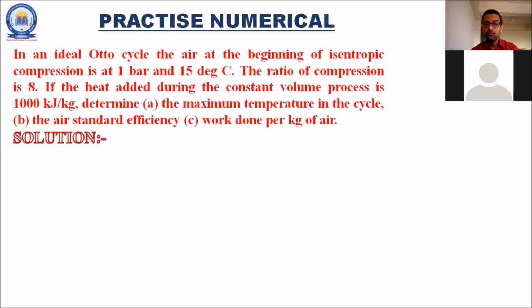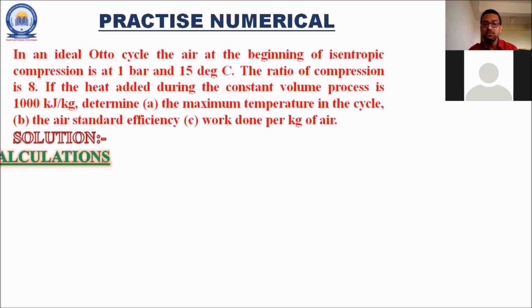In the next step, in this numerical we need to calculate the maximum temperature in the cycle. If we understand the TS diagram, the maximum temperature in the cycle is achieved at point 3. So we need to find T3. Then we need to find the air standard efficiency of the Otto cycle, that is eta Otto. And finally, we need to calculate the work done per kg of air, that is W.